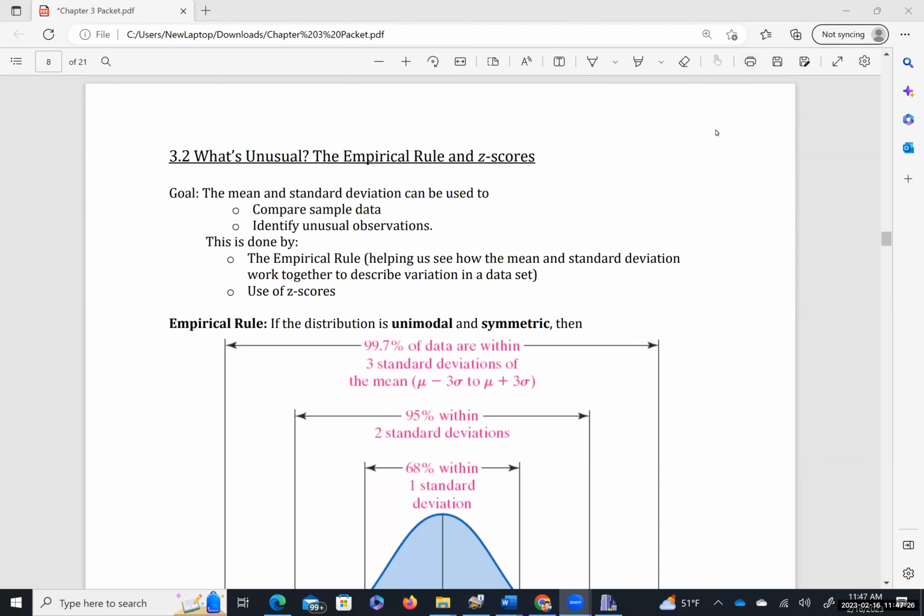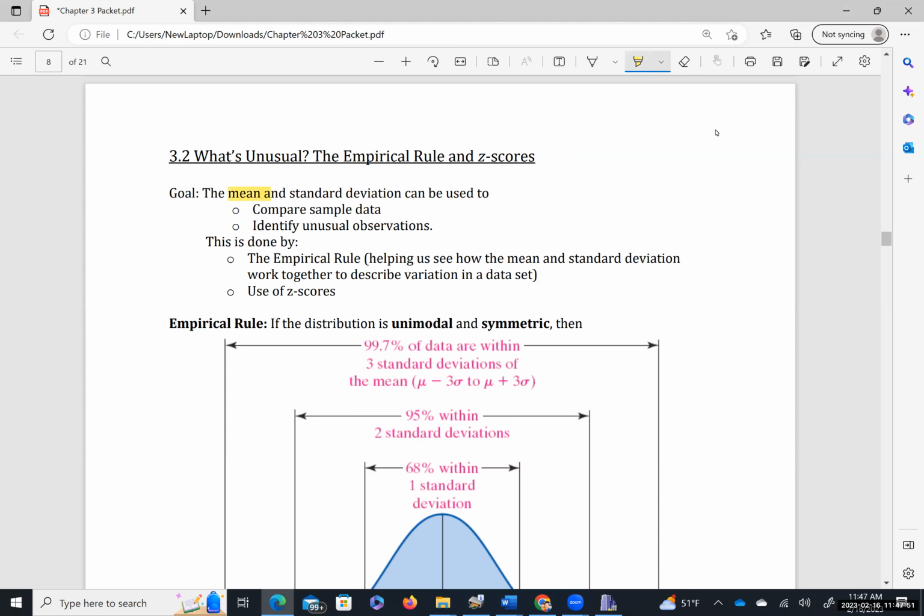Okay, now I'm gonna move to 3.2. We talk about what is unusual, and then the empirical rule in this section. Okay, so let me highlight it.